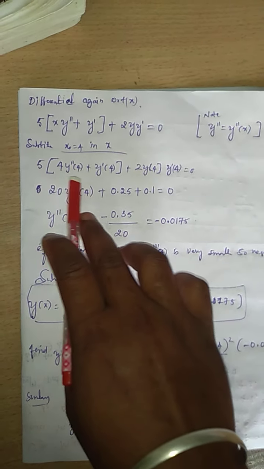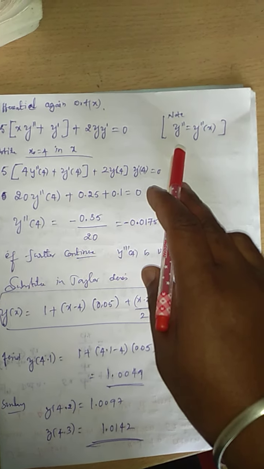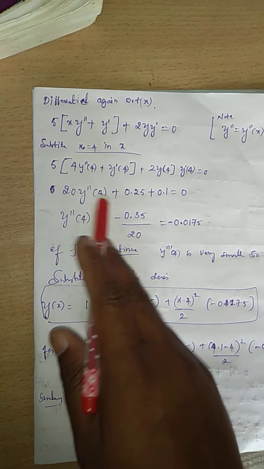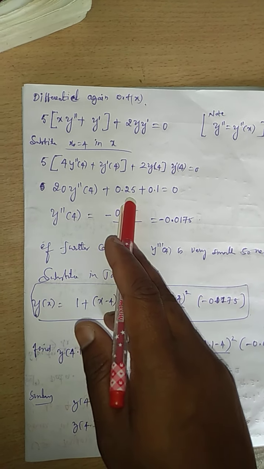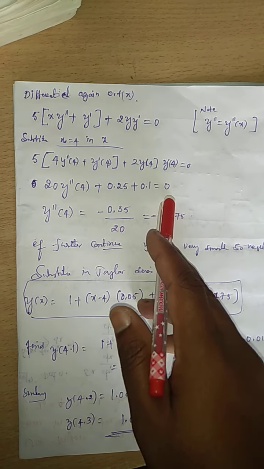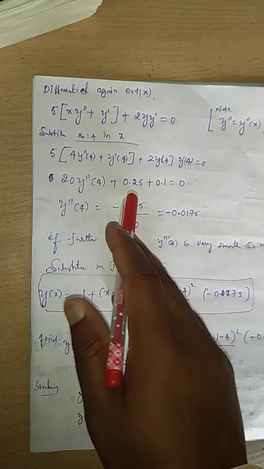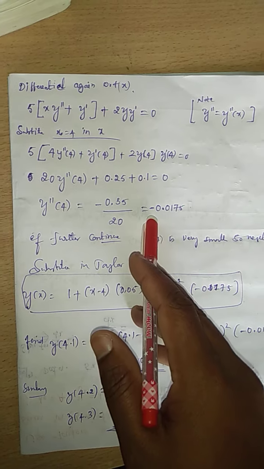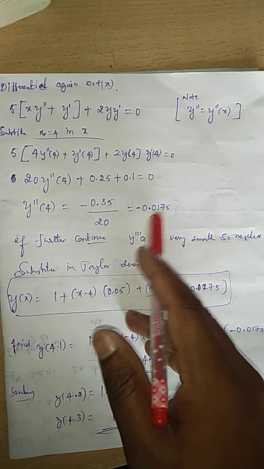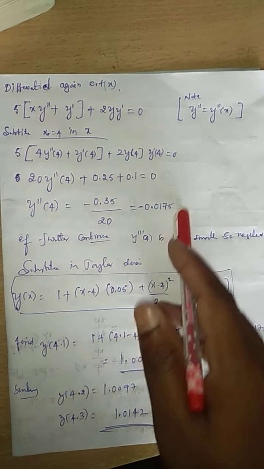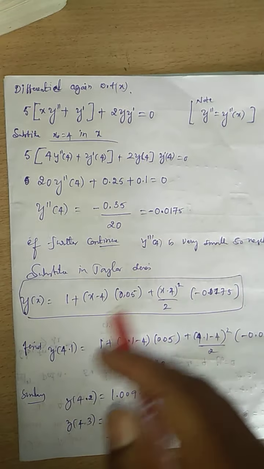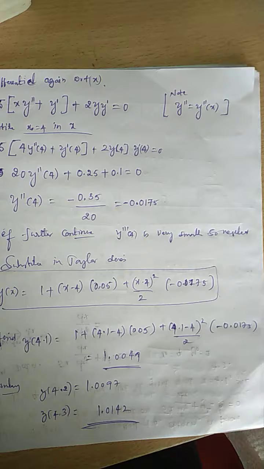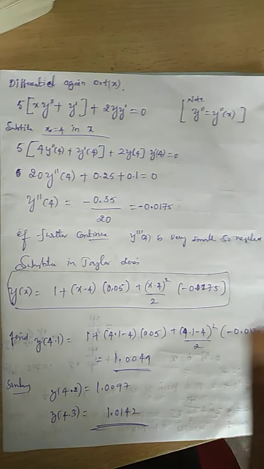Substitute x₀ = 4 in x. So it becomes 20 y''(4) + 0.25 + 0.1 = 0. Solving this equation for y''(4), it becomes −0.35/20, which is equal to −0.0175. This is a very small value. As we further continue, y'''(4) becomes very small, so neglect that term.